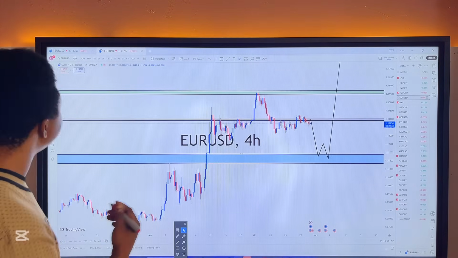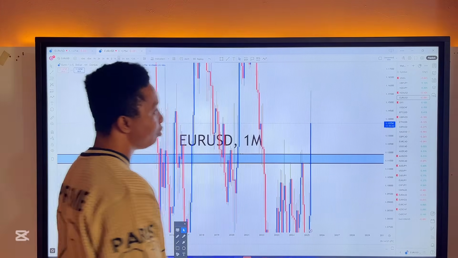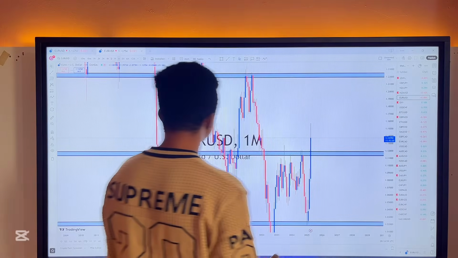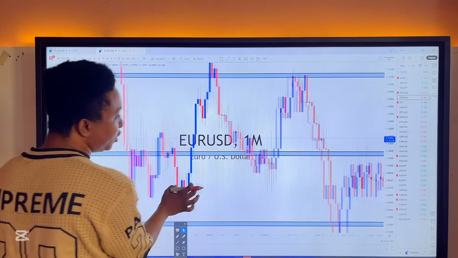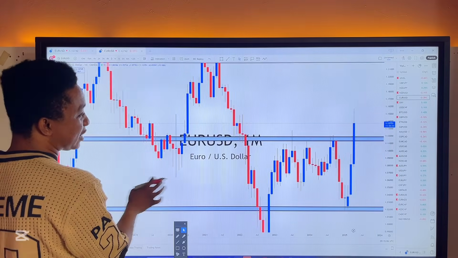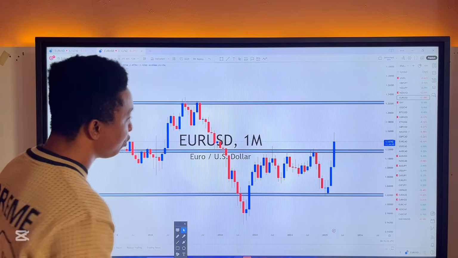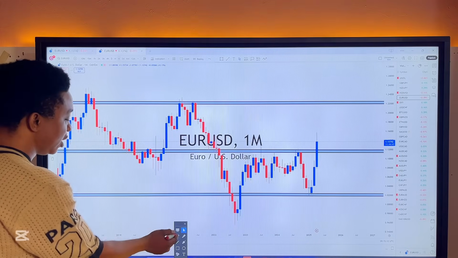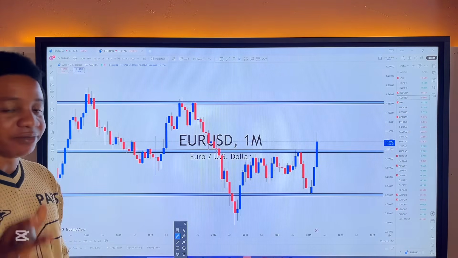Okay, now Euro USD, I'm still waiting for the right opportunity to buy. Like I said, since Donald Trump is causing a lot of trouble, the market is moving, but not in a normal way that we understand. It's just moving anyhow. So we need to be very, very careful as we are picking our entries on any other pair. Alright, so this is Euro USD on the monthly time frame.